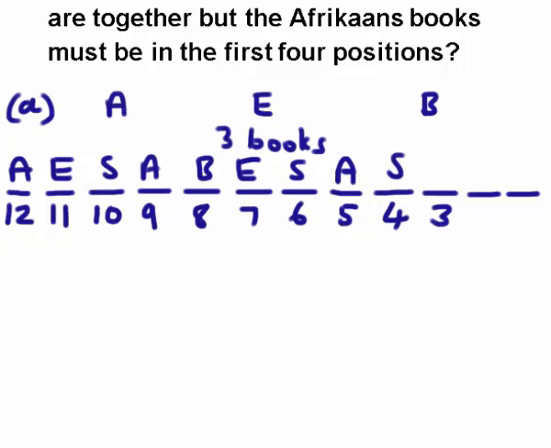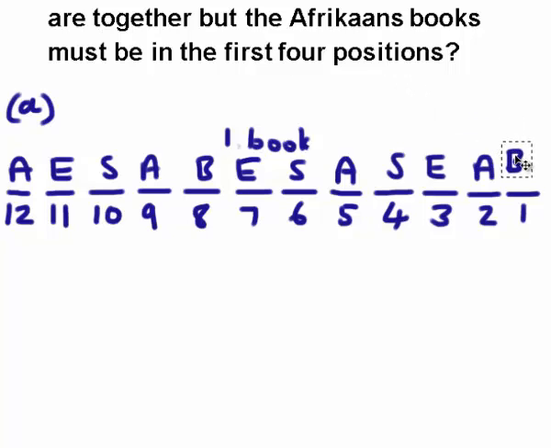Now let's pick another one. Let's say the English book can go into that position, which means for the next position we've got 2 choices, 2 books available, and we might decide to pick the Afrikaans here. We bring it in, and we're now down to only 1 book in the final position, which happens to be biology. So there's 1 choice there, and the only choice that we have is biology. So let's bring that down. Okay, so that's one possible arrangement.